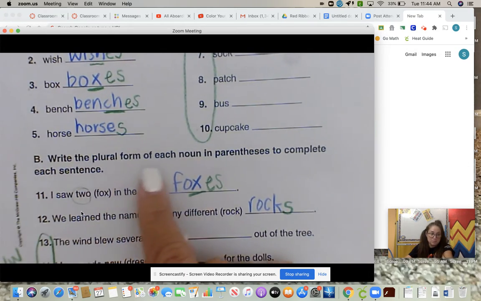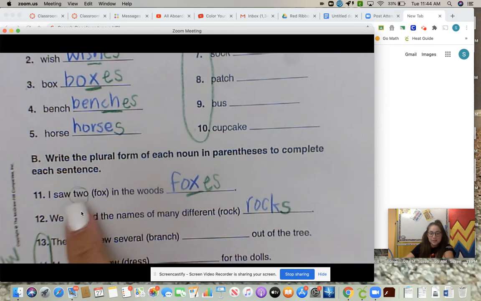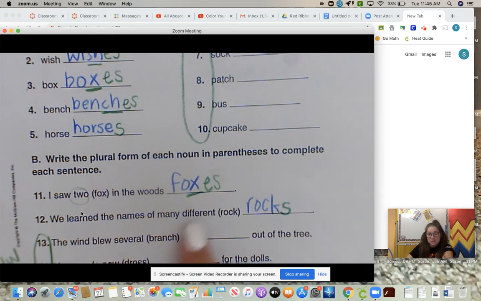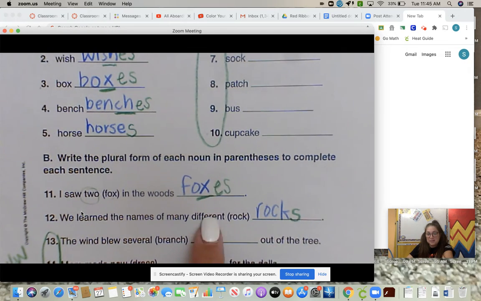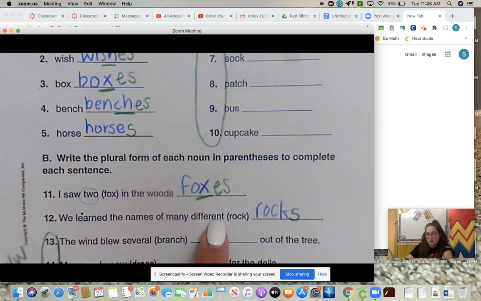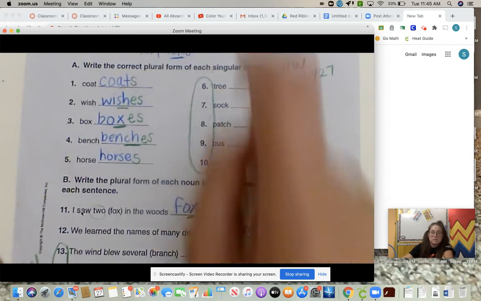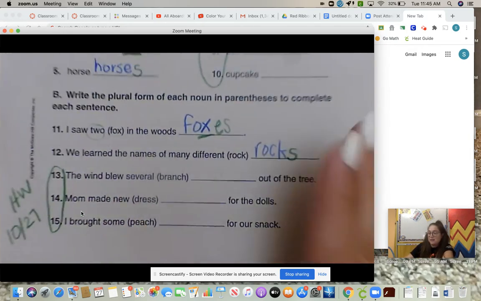Now at the bottom, write the plural form of each noun in parentheses to complete each sentence. I saw 2 fox in the woods. You saw 2, that's more than 1. So fox, it ends in X, so you add an ES. We learned the names of many different rock. If there's many different types of rocks, that's more than 1. So rock, it ends in CK, not CH. So we're just going to add an S. And then your homework is to finish 13, 14, and 15.